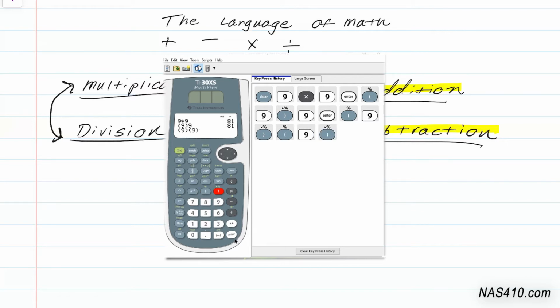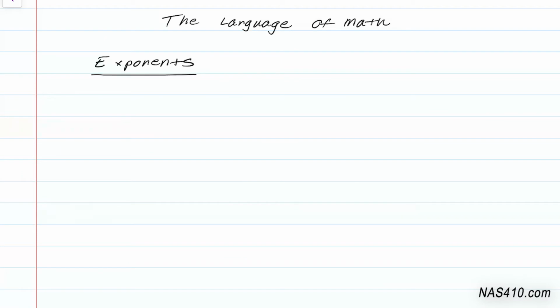Okay, and so the next operation that we have is exponents. And when you see an exponent, it's going to be in this form. Okay, some number raised to a power. We call this the power of. And so, for example, let's say I have 3 to the 3rd, okay?